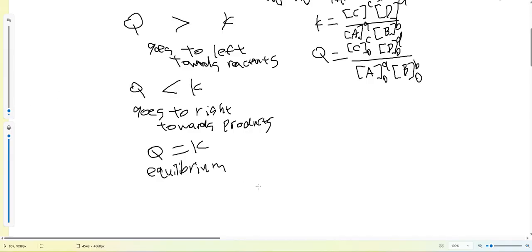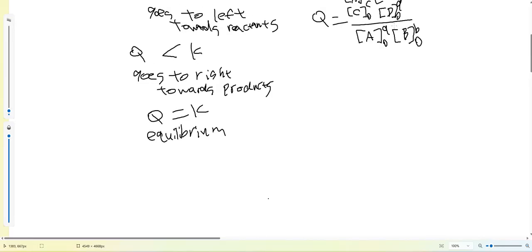So if we give an example right here, let's give an example of the reaction to produce hydrogen iodide. This has a lot of industrial purposes. It's used to make hydroiodic acid, which is a very strong acid. So you could see why the regulation of this equilibrium is so incredibly important.